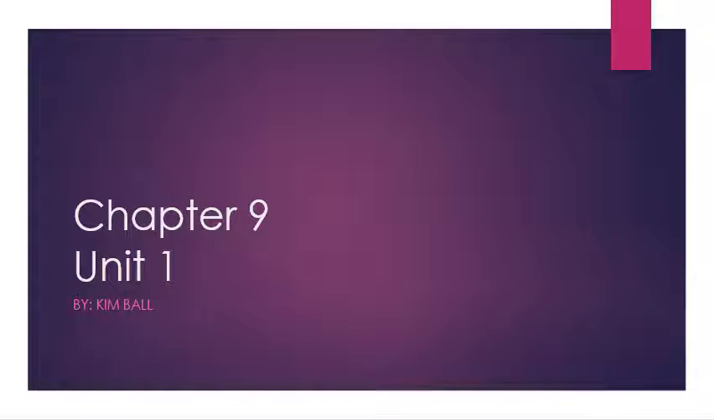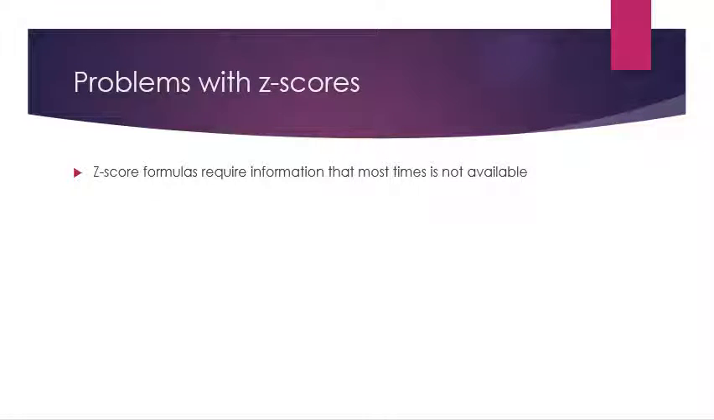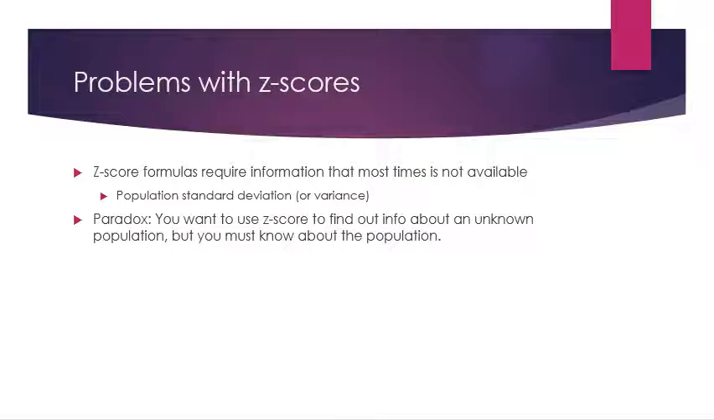Chapter 9 unit. In the past chapter, we've dealt with z-scores, but there are some issues with z-scores. A z-score formula requires information that most times may not be available, such as a population standard deviation or variance. It's a paradox. You want to use a z-score to find information about an unknown population, but to know about that, you must know about the population.